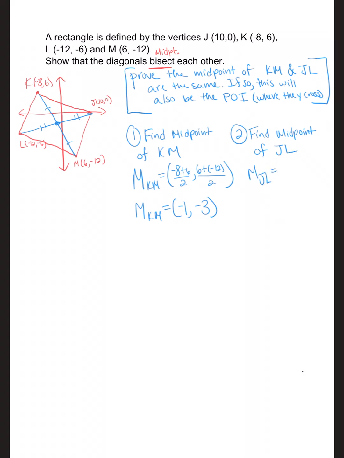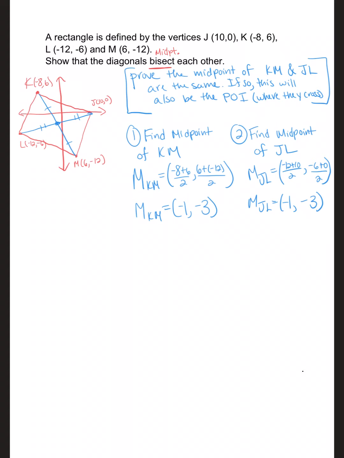So again, we'll just take the average of our x's and y's for JL. So that'll be -12 plus 10 and -6 plus 0. So -12 plus 10 is a -2, divided by 2 is a -1, and -6 plus 0 is -6, divided by 2 is a -3.